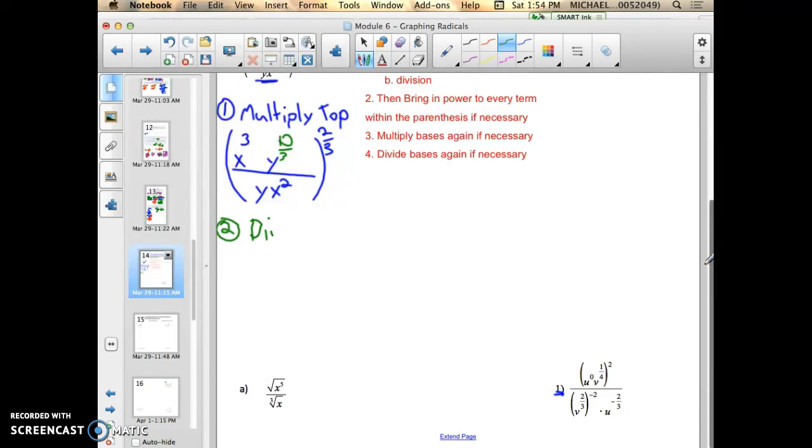Now I'm going to say divide. This is my divide step. I'm still going to put parentheses, and I know 2/3 is still out there waiting to interact with everything. But I have an x over here and an x over here, base divided by base.